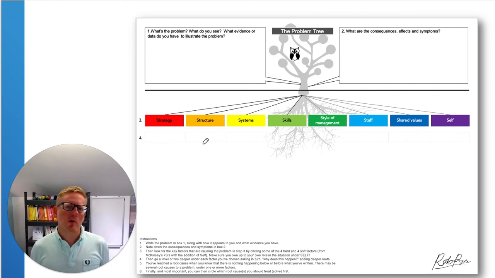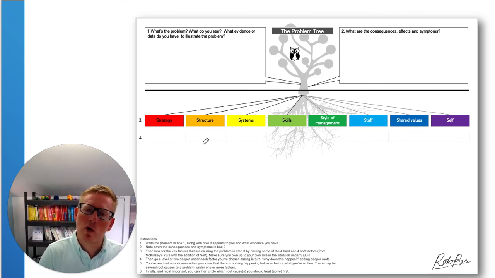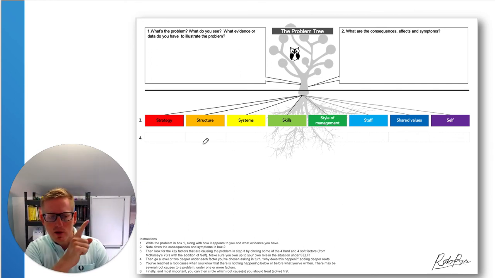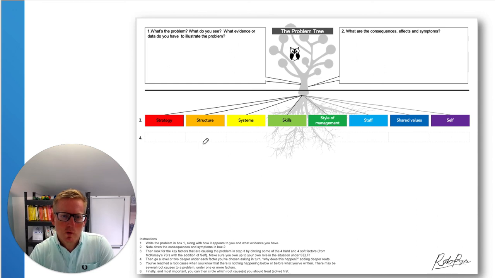And they say that a problem well defined is a problem half solved. So I encourage you to download it using the button over there and have a play with it and use it in a group of 2 or 3 and get to the root cause of your problem. Thank you.